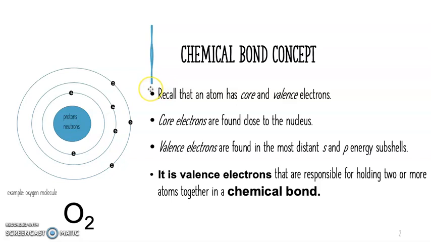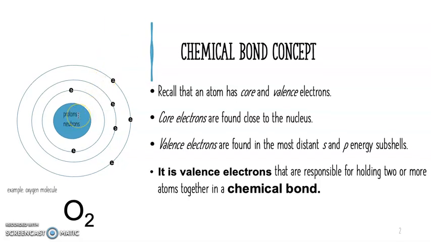Let's recall what you learned about the atomic structure of an atom. An atom contains a nucleus where protons and neutrons reside, and electrons orbit around the nucleus. The atom has core and valence electrons. The core electrons are found closer to the nucleus, while the valence electrons are found farther away, usually in the s and p energy subshells. It's valence electrons that are responsible for holding two or more atoms together in a chemical bond.